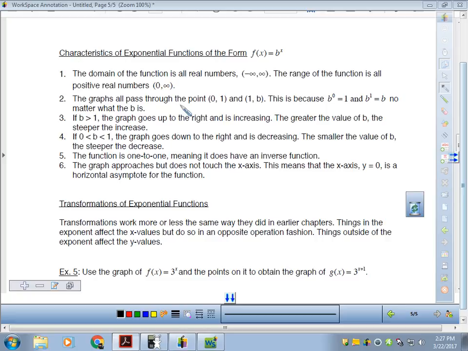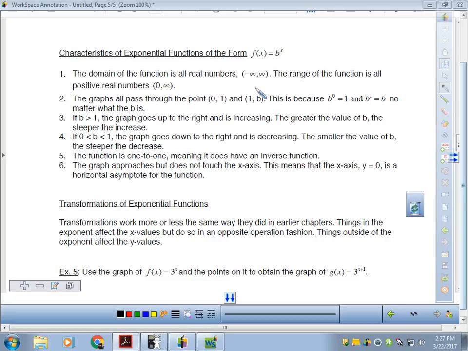The second characteristic is all exponential functions are going to go through the points (0, 1) and (1, b). That's just because b raised to the 0 power, no matter what b is, is always 1. And then for (1, b), b to the first power is always b. Like if you take a number and raise it to the first power, you're always just going to get that number, no matter what.